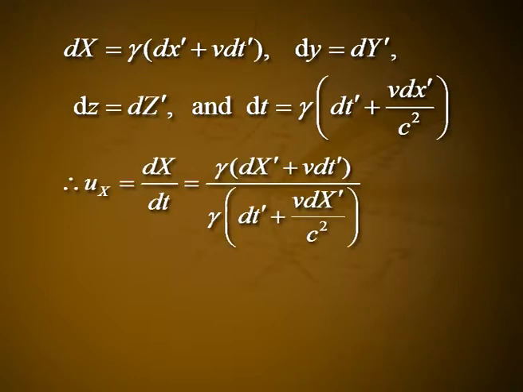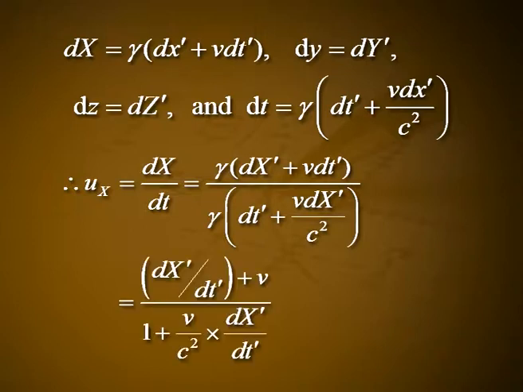Therefore, ux is equal to dx by dt, which is equal to gamma into dx dash plus v dt dash, divided by gamma into dt dash plus v dx dash by c square, which is equal to dx dash by dt dash plus v, all divided by 1 plus v by c square into dx dash by dt dash. Ux is equal to ux dash plus v, all divided by 1 plus v ux dash divided by c square. Let it be equation number 1.